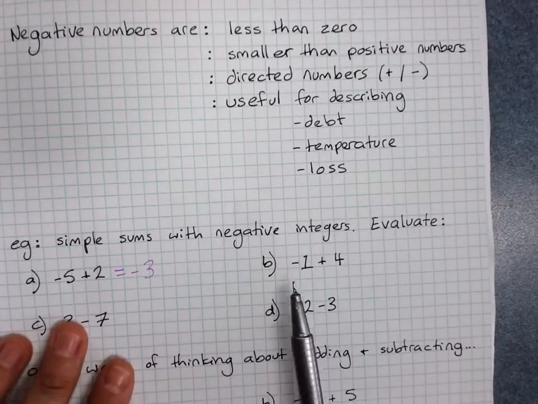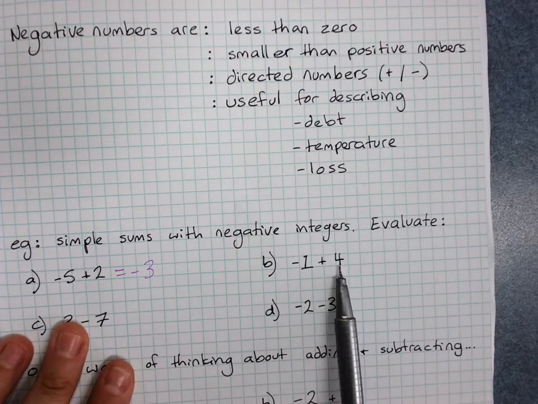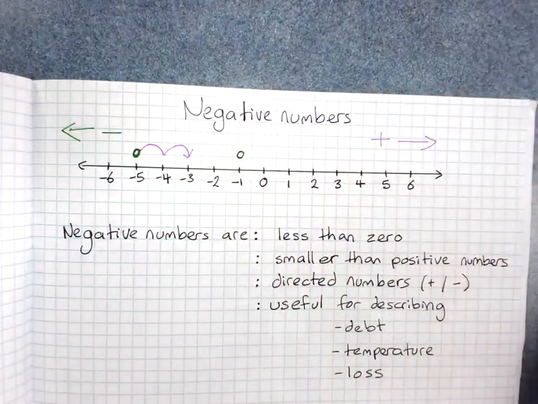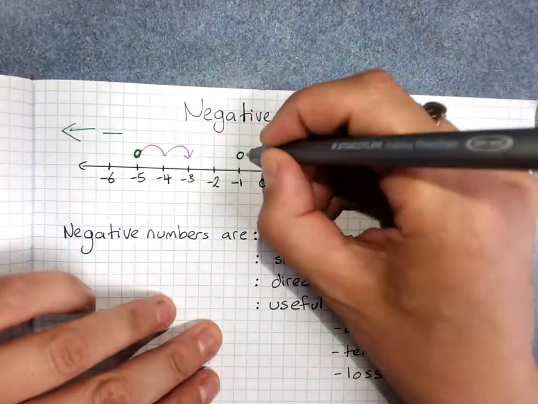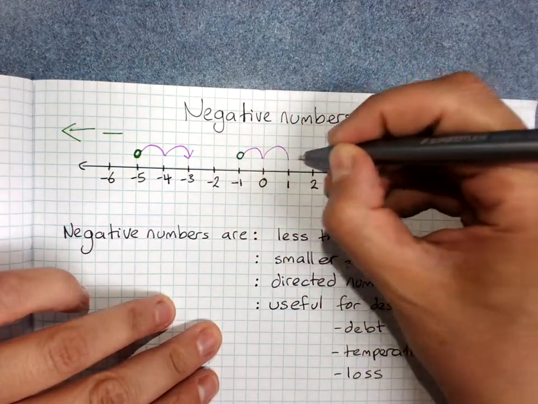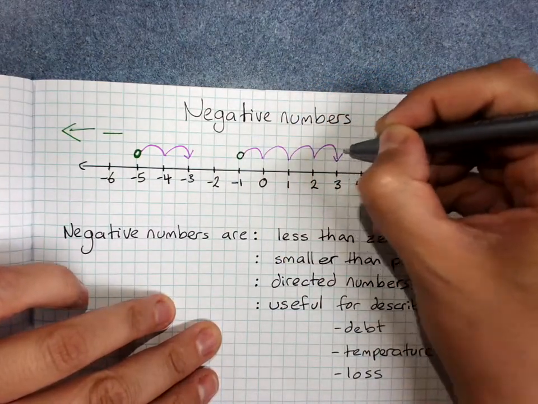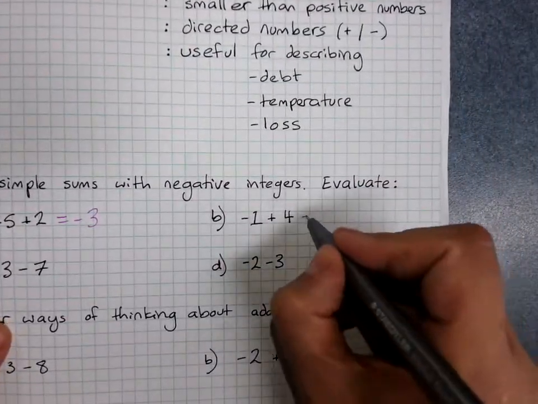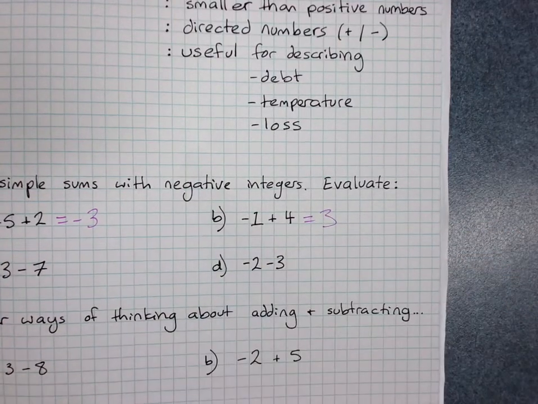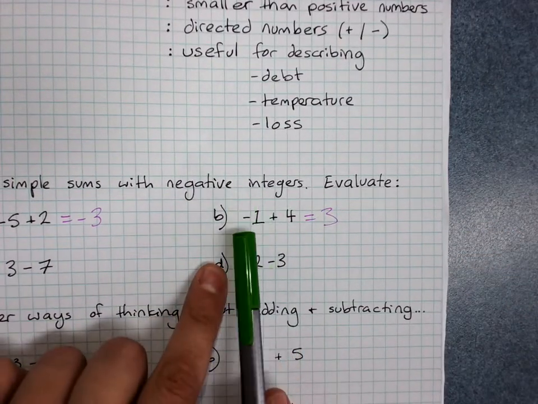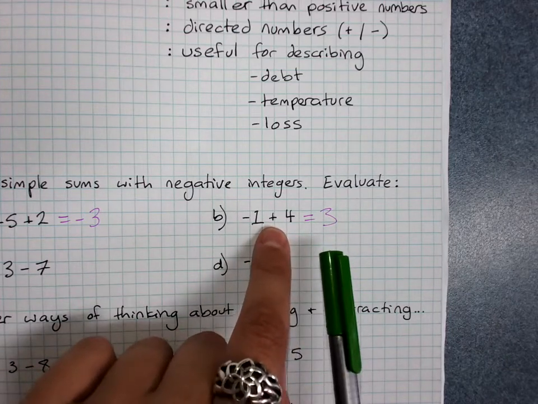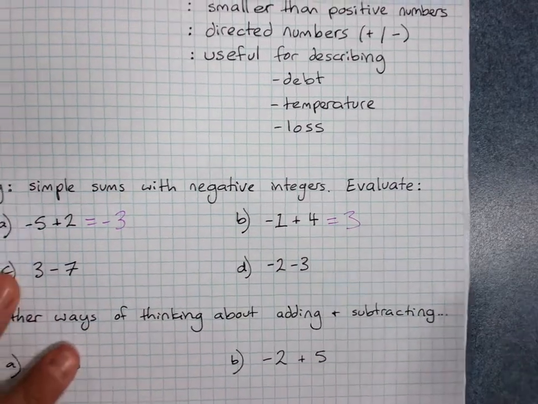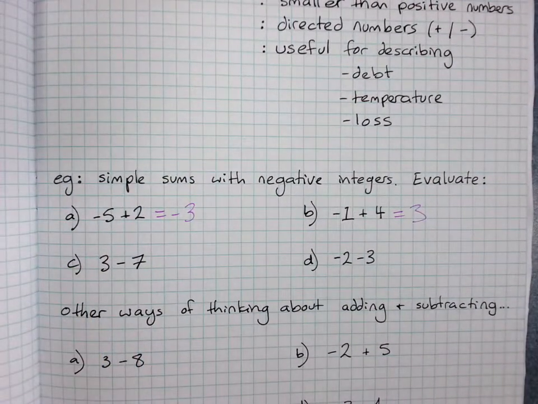If we have negative 1 plus 4, we are starting at negative 1 and going up 4. 1, 2, 3, 4. We get to 3. So using the number line, with this as our starting point, this as our direction, and how many we go in that direction, is a pretty easy way of dealing with negative numbers.